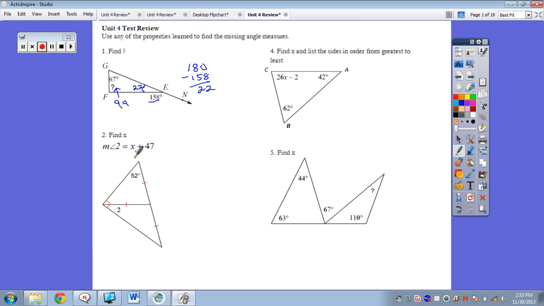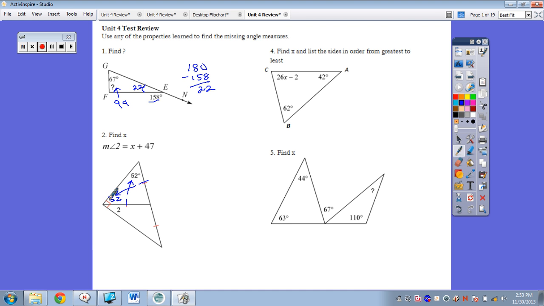Alright, problem number 2. In the top triangle, you have two sides that are equal. So we learned that if you have two sides that are equal, you also have two angles that are equal. It's the angles opposite the sides that are the same. So since this side is congruent and this angle is 52, and this side's congruent, that means the angle across from that is also 52. So we know that this top part of this angle is 52 degrees.